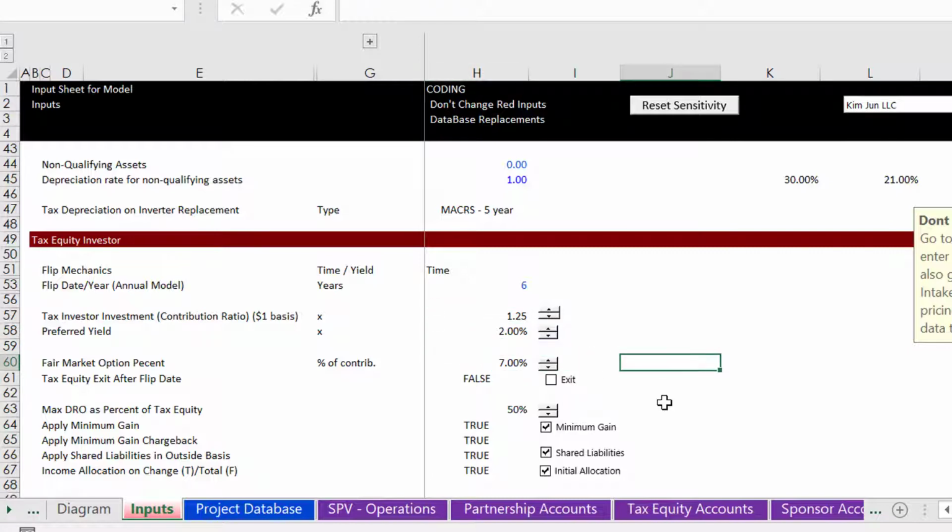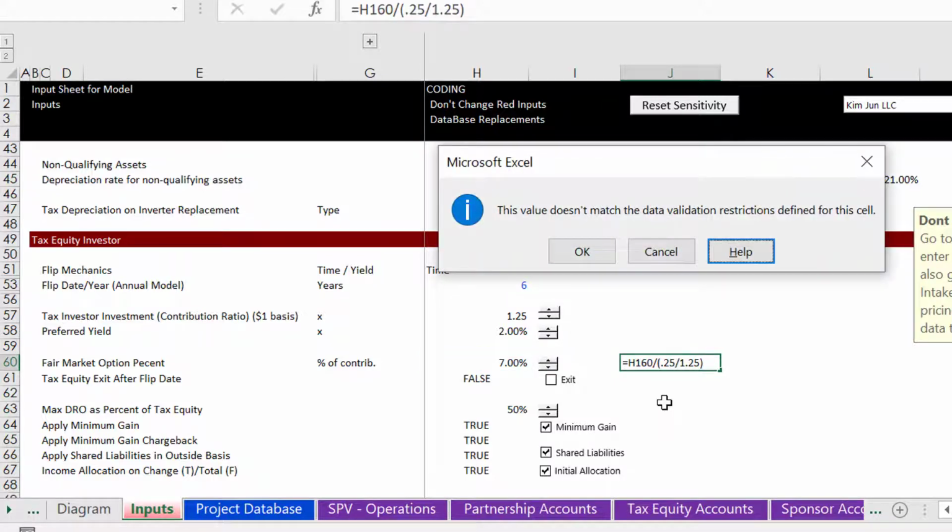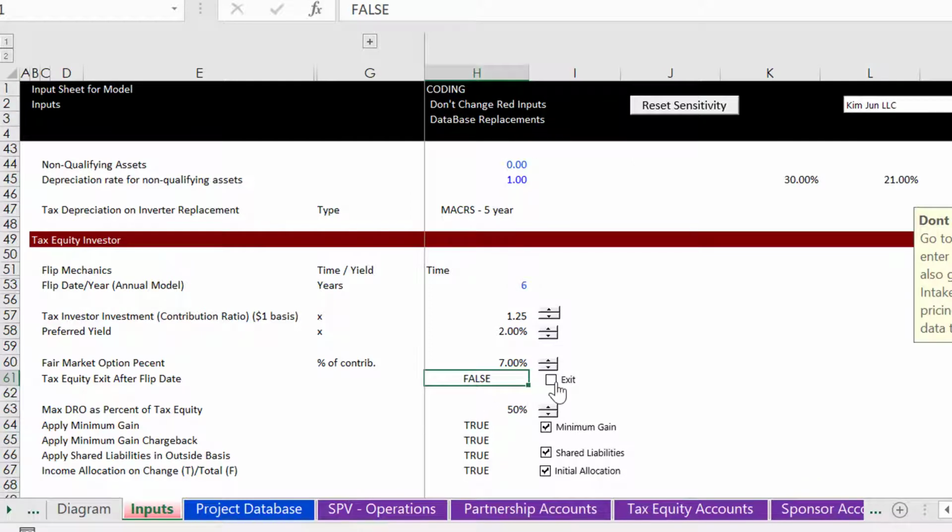So this would be 7% of 0.25 divided by 1.25. Is that right? Something like that. Okay. And then we're going to make an option to either sell it or not sell it. And what should happen if this fair market value is about right is that the IRR to the tax investor should be about the same, whether we do it or not.